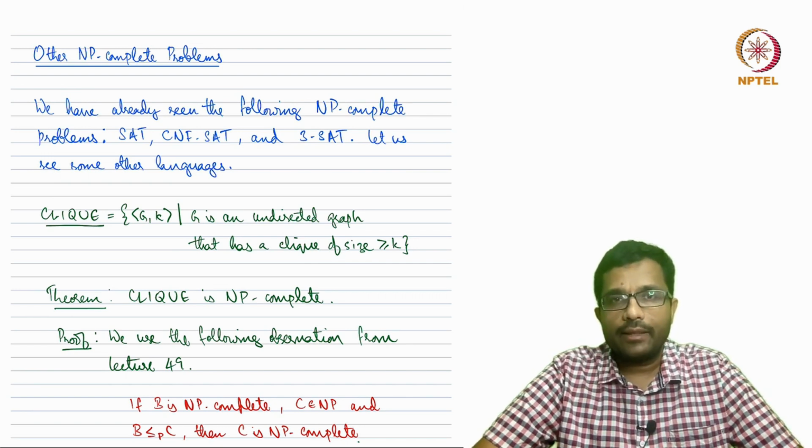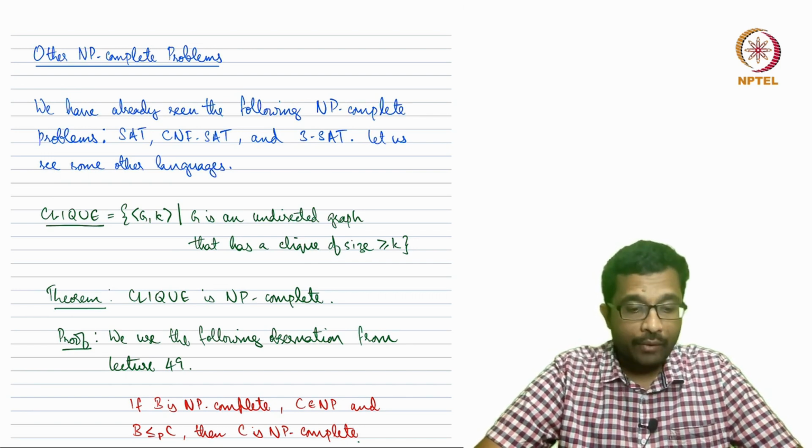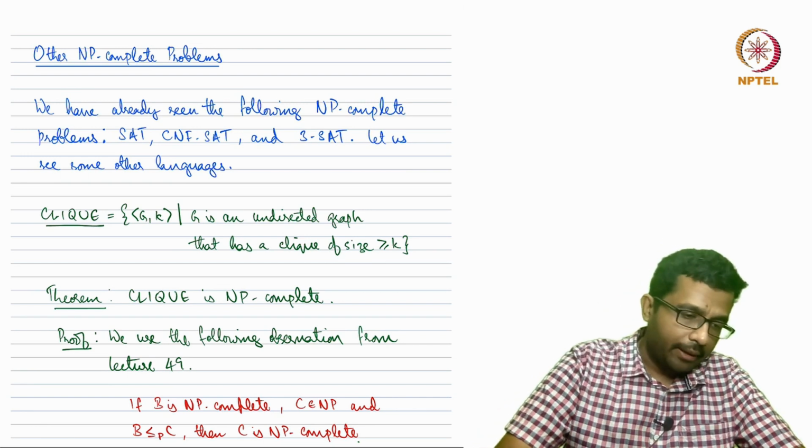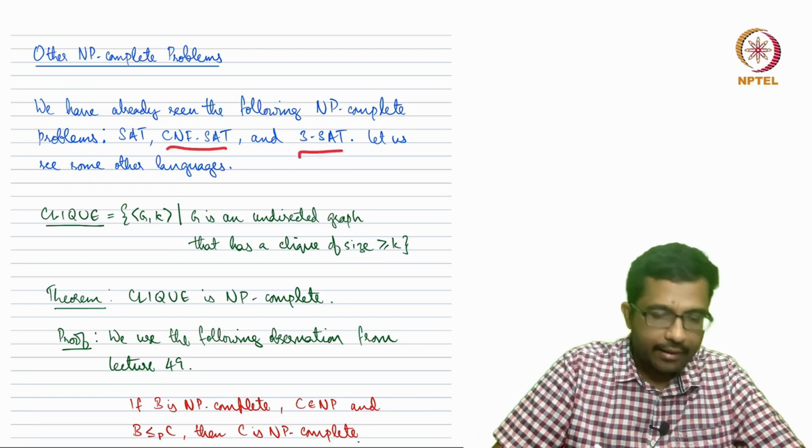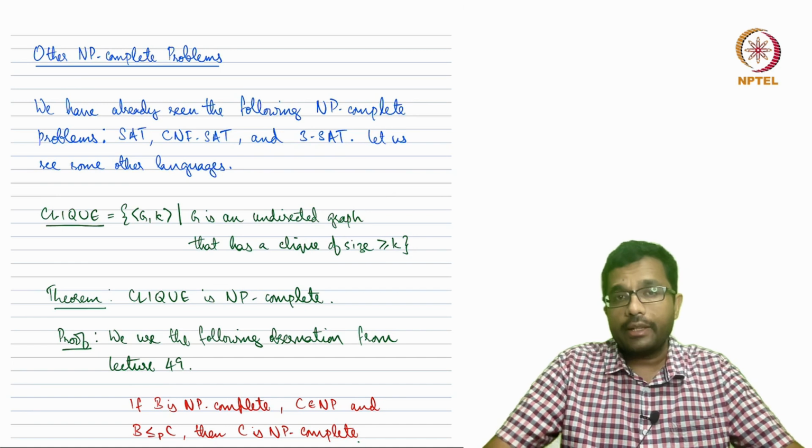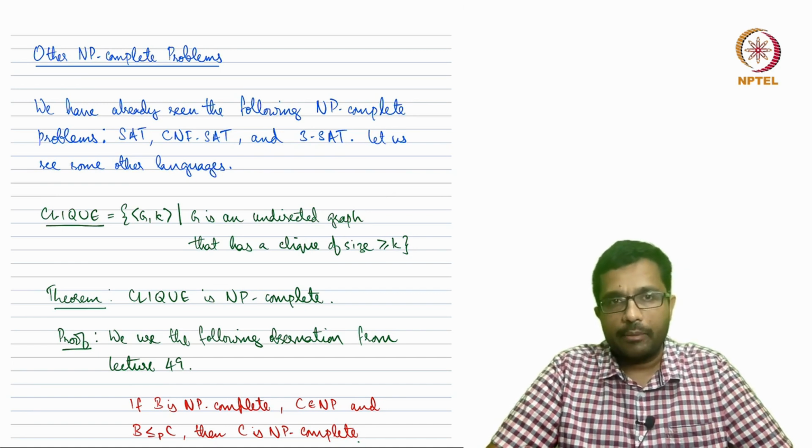We saw the Cook-Levin theorem, which showed that SAT was NP complete. We also saw some other languages being NP complete, which were CNF SAT and 3 SAT. We also saw some other properties of NP completeness.